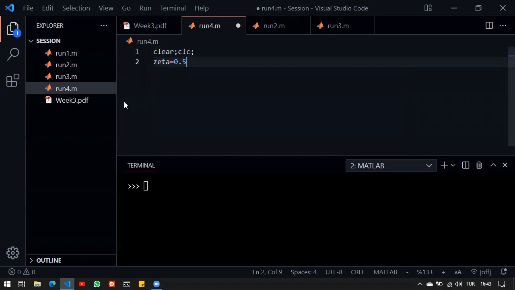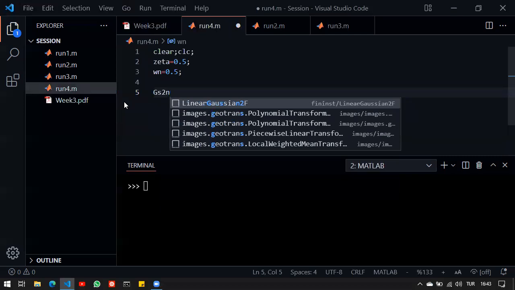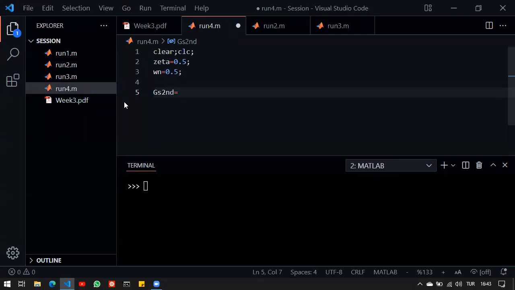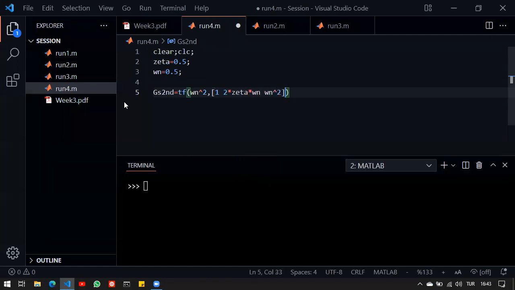Where zeta is 0.5, omega n is 0.5. Therefore, we will have a second order part where we have the transfer function omega n squared divided by s squared plus 2 times zeta times omega n s, and then omega n squared again. So this is the second order part. We will have 2 poles, and that's it basically.